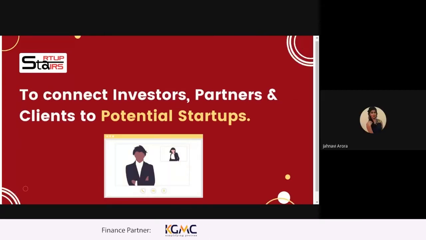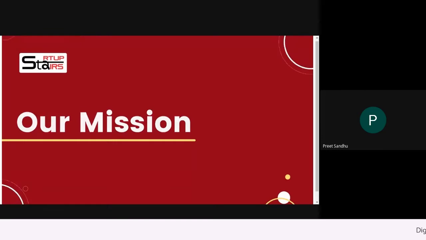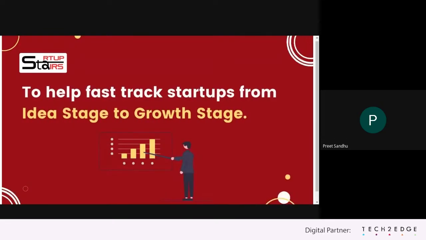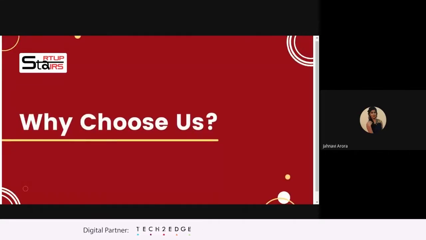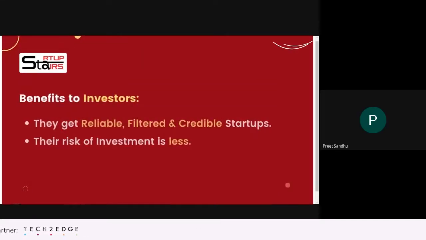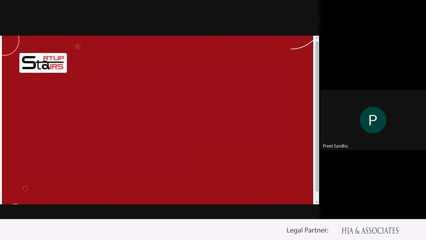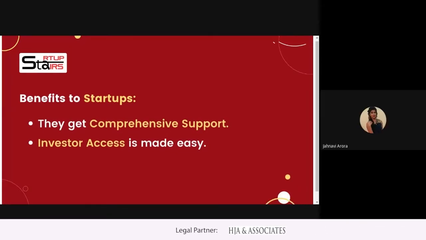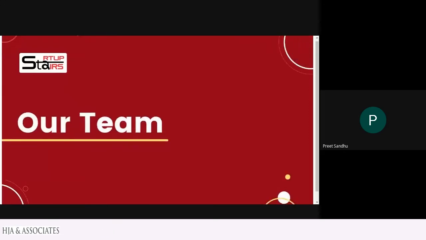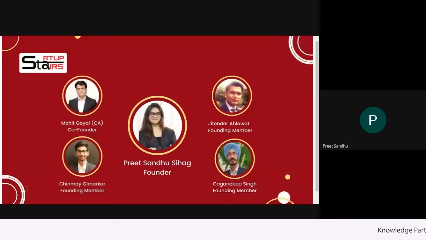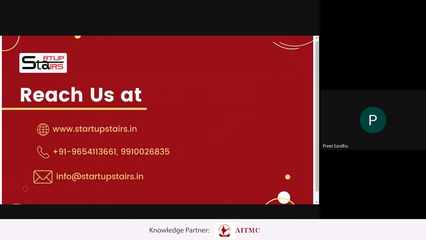So we are an accelerator based out of Gurgaon and we work pan-India. We are a team of experts from various domains. Our vision is to connect investors, partners, and clients to the potential startups. We aim to fast track startups from the idea stage to the growth stage. We provide support, human and financial capital, and unparalleled networking and connections to the startups at the earliest stage of their company when they need it the most.